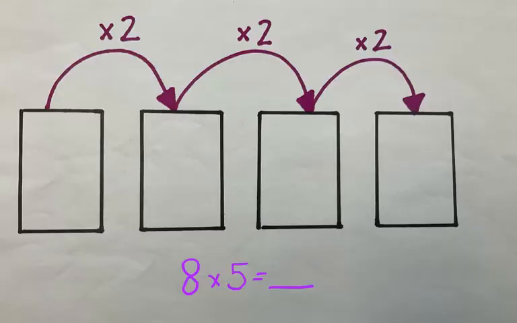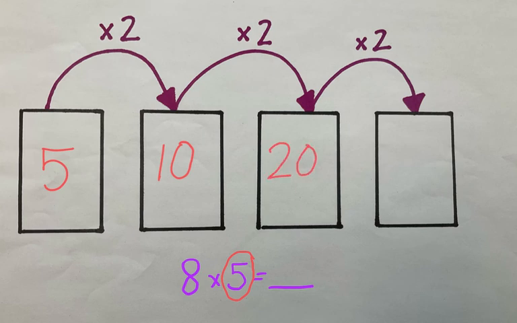Here's our first example. We are going to look at 8 times 5. And if we're using 8 as the boss, we're going to take the other factor, which is 5, and we're going to start with it. Now the first thing I do is double that 5. 5 doubled is 10. Then I double the 10. 10 doubled is 20. Then I double one more time. 20 doubled is 40. So 8 times 5 is 40.